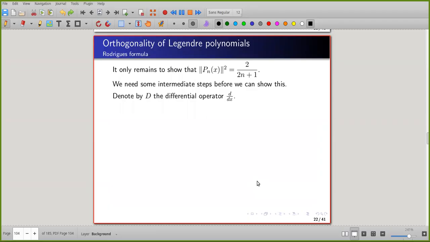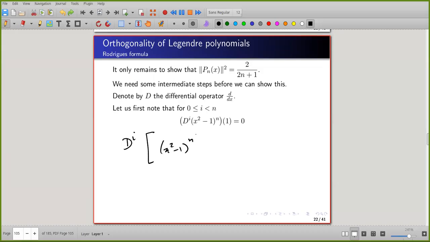So let's denote by d the differential operator d by dx. And let us first note that for i strictly less than n and greater than or equal to 0, d^i of (x square minus 1) to the n. So I'm applying this differential operator i times on this function (x square minus 1) to the n. This function is a polynomial, and the net result is going to be a polynomial, and I'm going to evaluate that polynomial at 1. And my claim is that we are going to get 0.